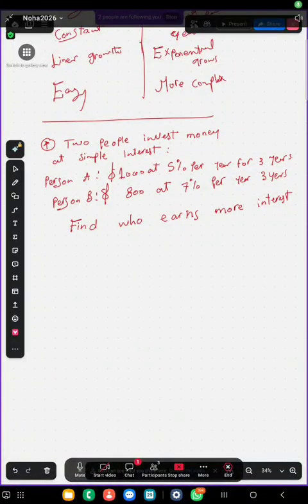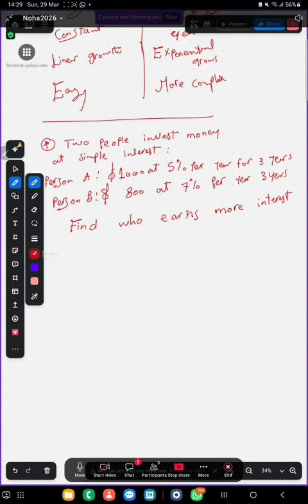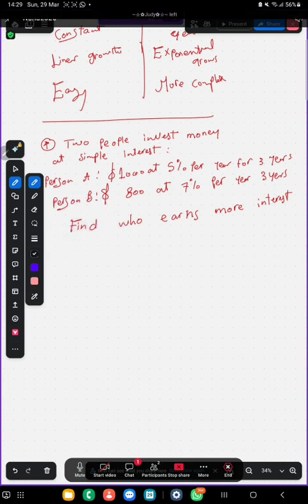Two people invest money at simple interest. Person A invests $1,000 at 5% per year for 3 years. Person B invests $800 at 7% per year. Find who earns more interest.